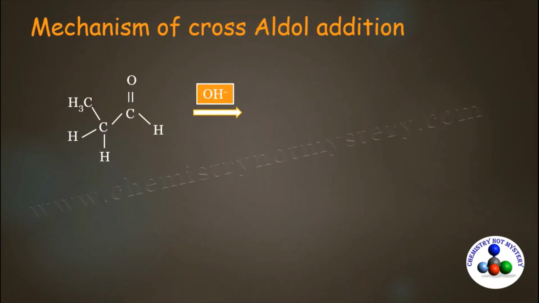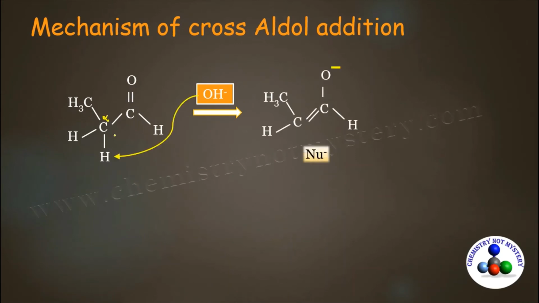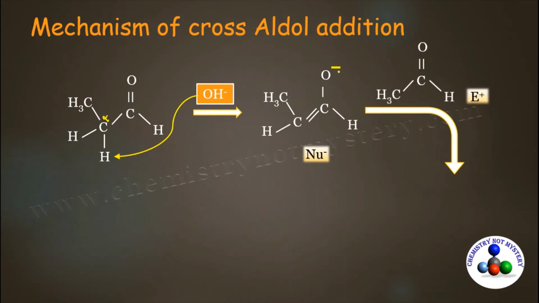Here OH minus ion will abstract hydrogen from the propanol. Here this is the alpha carbon, so it will abstract alpha hydrogen from the alpha carbon. As a result of it, enolate ion will be formed. Now this enolate ion will attack over methanol. Negative charge will delocalize between carbon and oxygen and through the double bond it will attack over the carbonyl carbon, and now this double bond will move over oxygen.